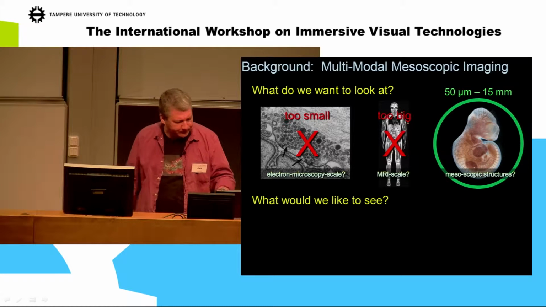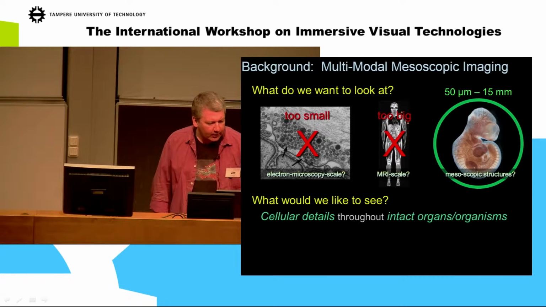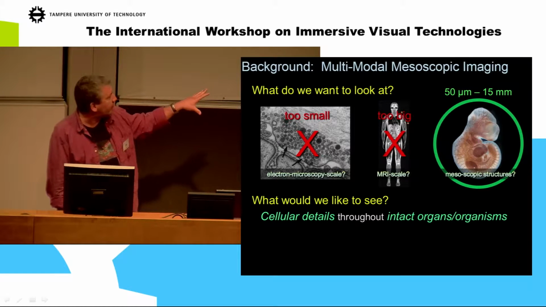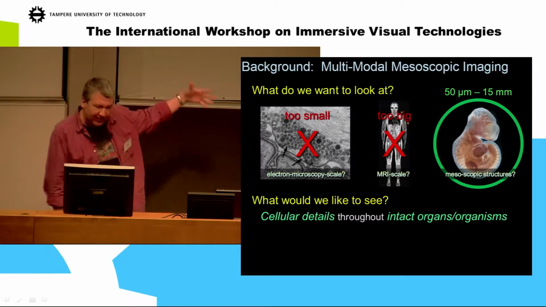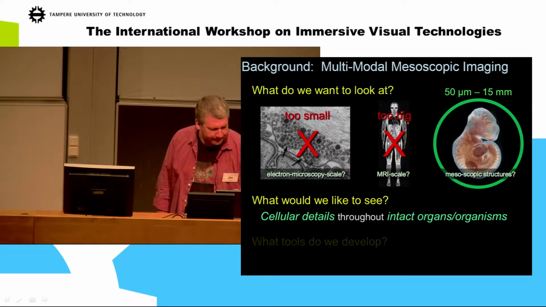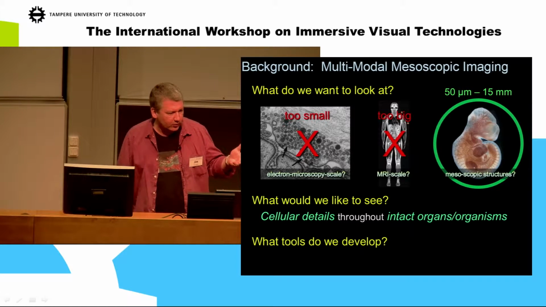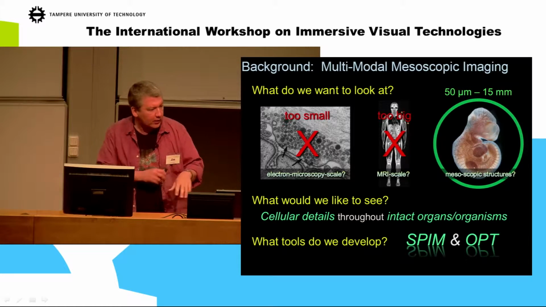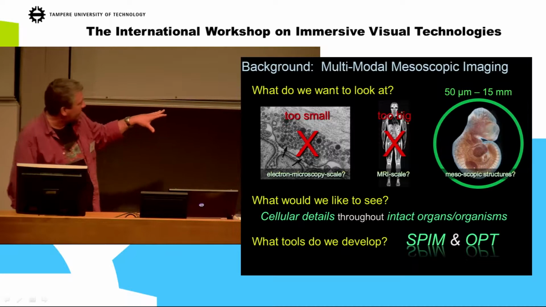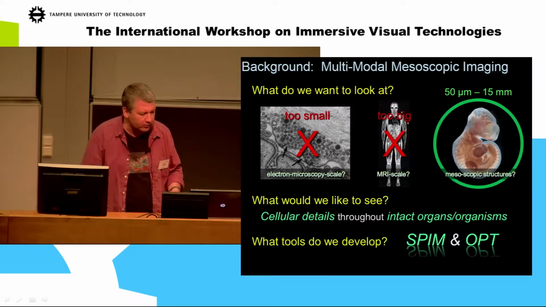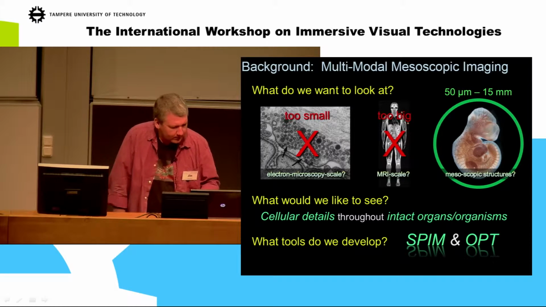What we would like to see would be cellular details throughout intact organs or organisms. It's not that we can always see that, but that's the goal towards which we're working. And the techniques that we're developing, the tools, are SPIM and OPT, which I will discuss today, mostly OPT because I think it's a little more closely related to what goes on here.